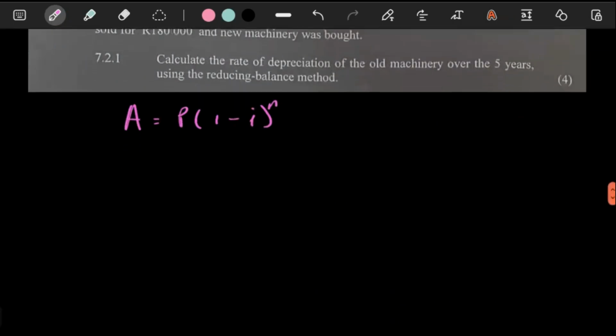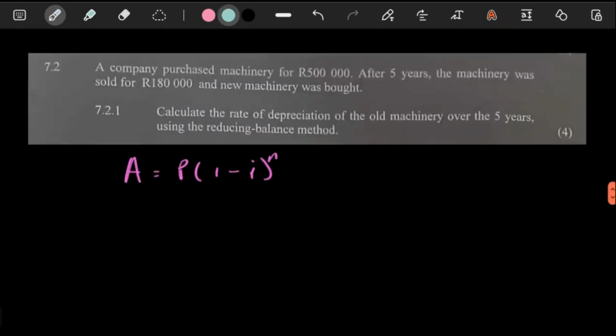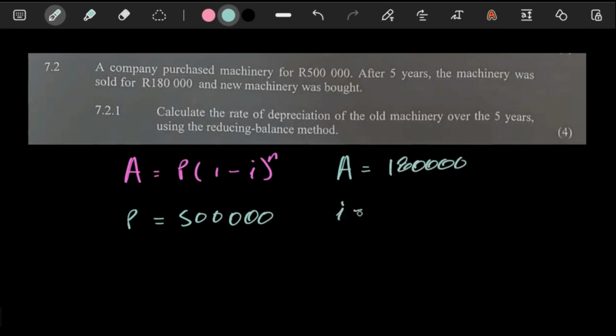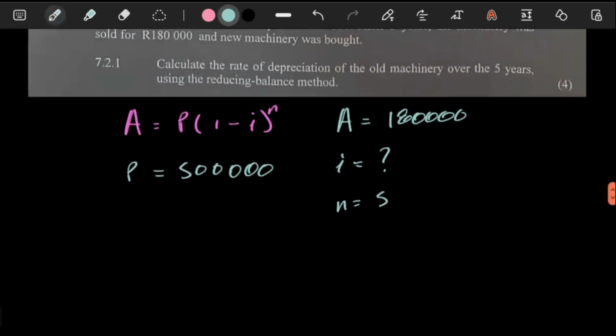Very nice formula, very easy to use. The original cost was 500,000, that's the value of P. The cost after time had passed is 180,000. And then the rate, well, that's what we're looking for, the rate of depreciation. n is 5. It's not compounded monthly or whatever, so n is just 5. And then we can solve for i.